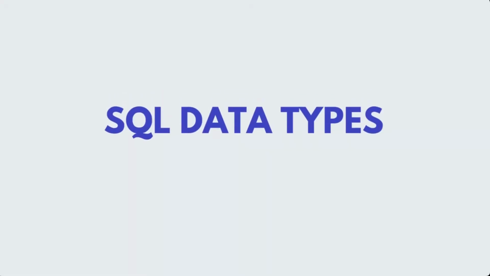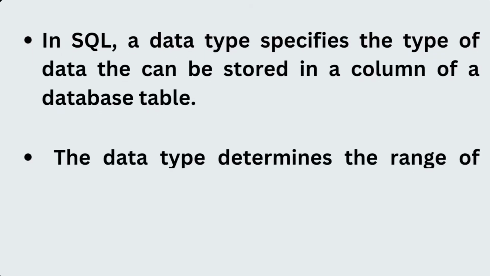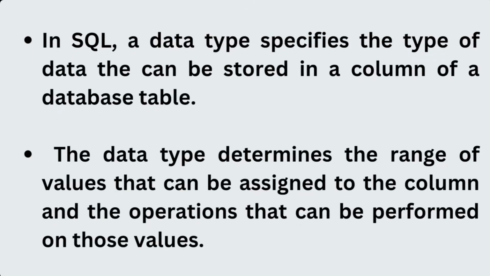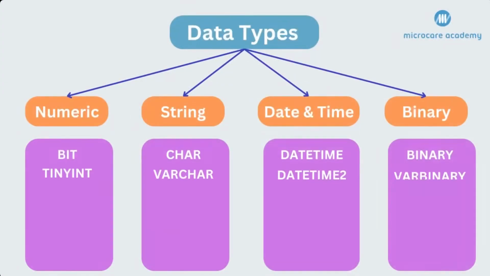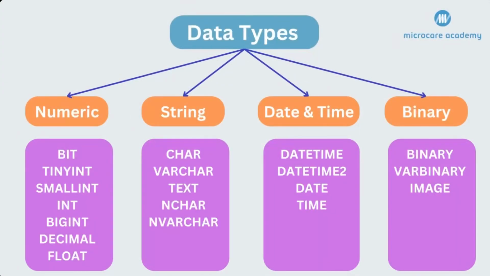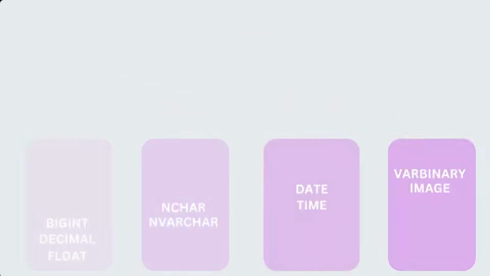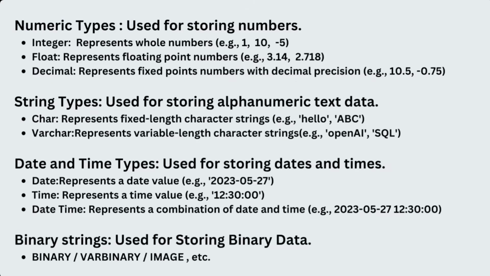Data types. A data type specifies a type of data that can be stored in a column of a database table. It determines the range of values that can be assigned to the column and the operations that can be performed on those values. Commonly used data type categories in SQL Server are numeric, string, date and time, and binary. Numeric types are used for storing numbers, integers, floats, and decimals. String types are used for storing alphanumeric text data. Date and time are used for storing dates and times. And binary strings are used for storing binary data.